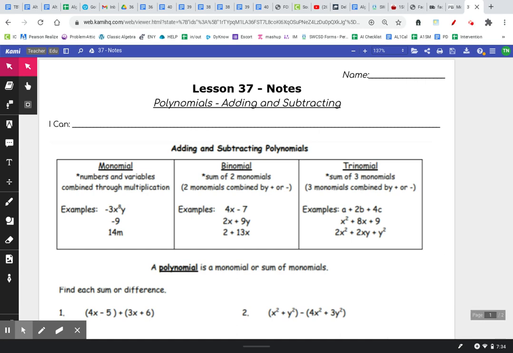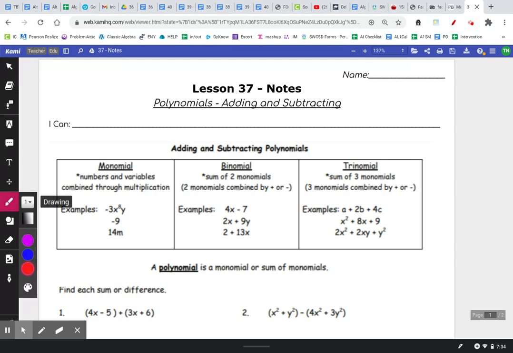All right. Algebra 1, folks. Thank you for hopping into lesson 37. You've made it. Lessons 1 through 36 in the books. We are on to 37. 37 is all about polynomials, adding and subtracting polynomials. I promise you, if you can add and subtract, then you can add and subtract polynomials, okay?